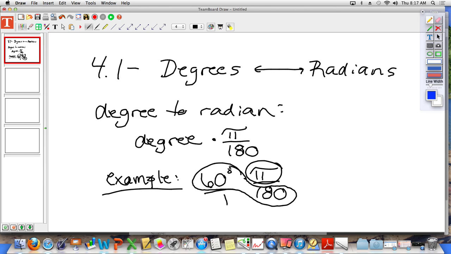It's 0.333333, but what do we say? 1/3. We say 1/3. So 60 is the same thing as 1/3. You have to put your pi next to it. 1/3 of a pi. But we don't write it like this. This is awkward notation. It's not wrong. If you wrote it like this, I would certainly accept it, but you won't see it like this. You will see it as pi over 3 instead. 1/3 of a pi is the same thing as pi over 3.